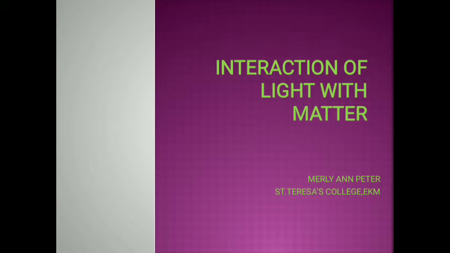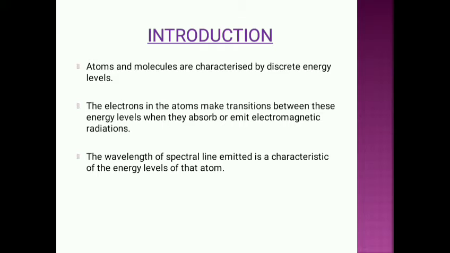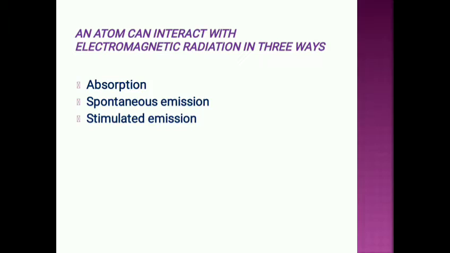We are going to discuss the interaction of light with matter, or in other words, the interaction of electromagnetic radiation with matter. As we all know, atoms and molecules are characterized by discrete energy levels. The electrons in the atoms make transitions between these energy levels when they absorb or emit electromagnetic radiation. And why are these transitions important? Because the wavelength of the spectral line emitted is a characteristic of the energy levels of the atom.